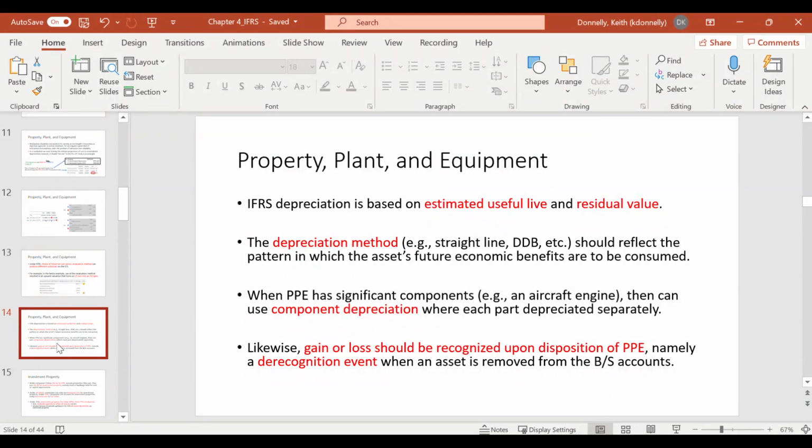Similar to US GAAP, IFRS depreciation is going to have an estimated useful life and residual value. There will be different depreciation methods, straight line, double declining balance, that you can choose from. They also maintain something called component depreciation. So maybe if you bought an airplane, instead of depreciating the whole airplane, you may break it out into different pieces. Maybe you depreciate the engine as one item, the seats as one item, the wings as one item. So instead of one item being depreciated, you break that item into multiple items and individually depreciate those items. That's called component depreciation. Finally, I have here that gain or loss should be recognized upon disposition of PP&E, a derecognition event.